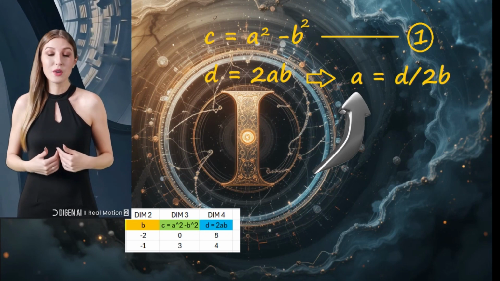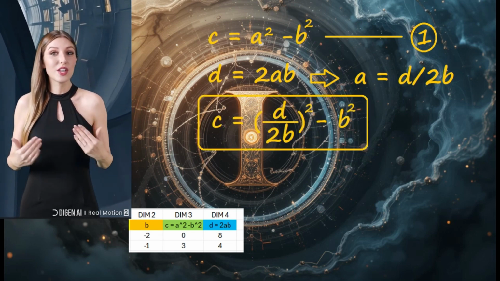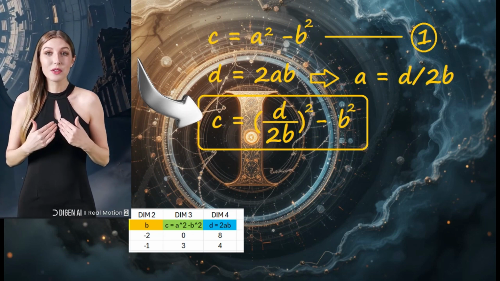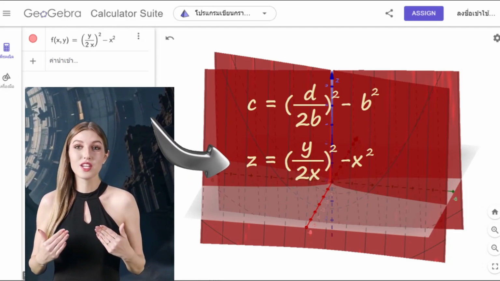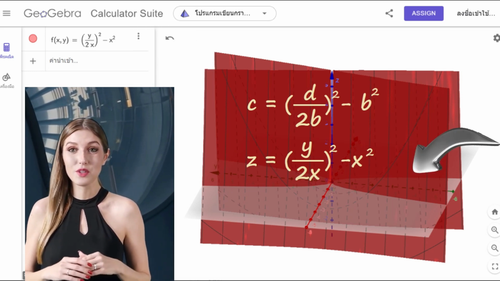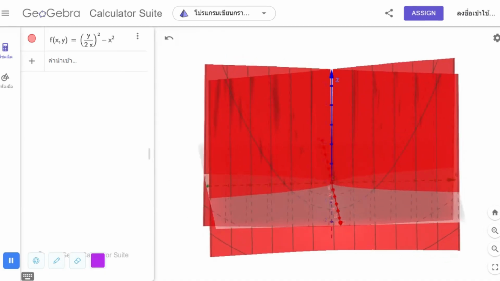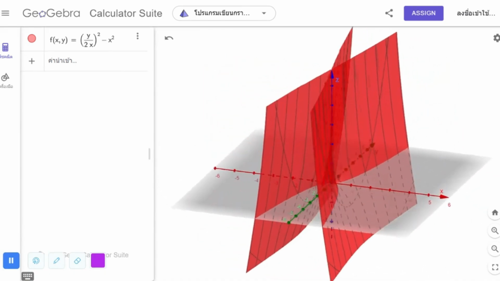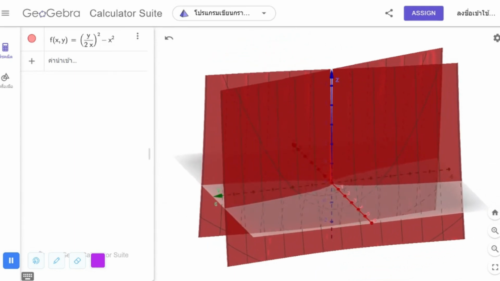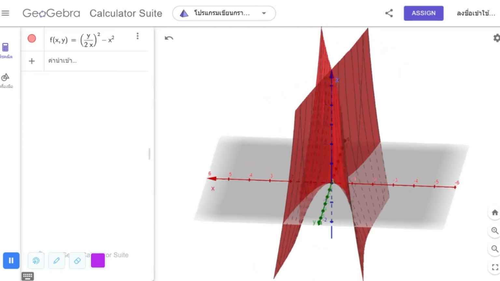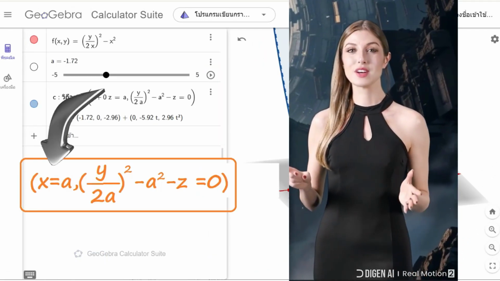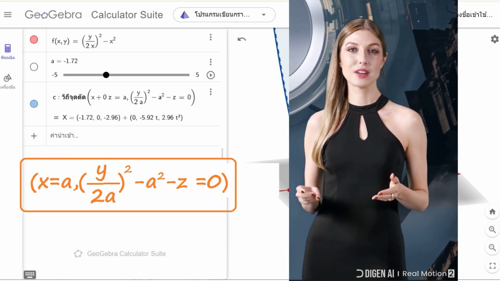We rearrange the equation and substitute a in the first equation. We get the equation without a and can be plotted in the 3D graph. Rearrange the equation in GeoGebra format and write in the input box. We get the 3D graph. We'll cut the surface with the plane x equal to A.